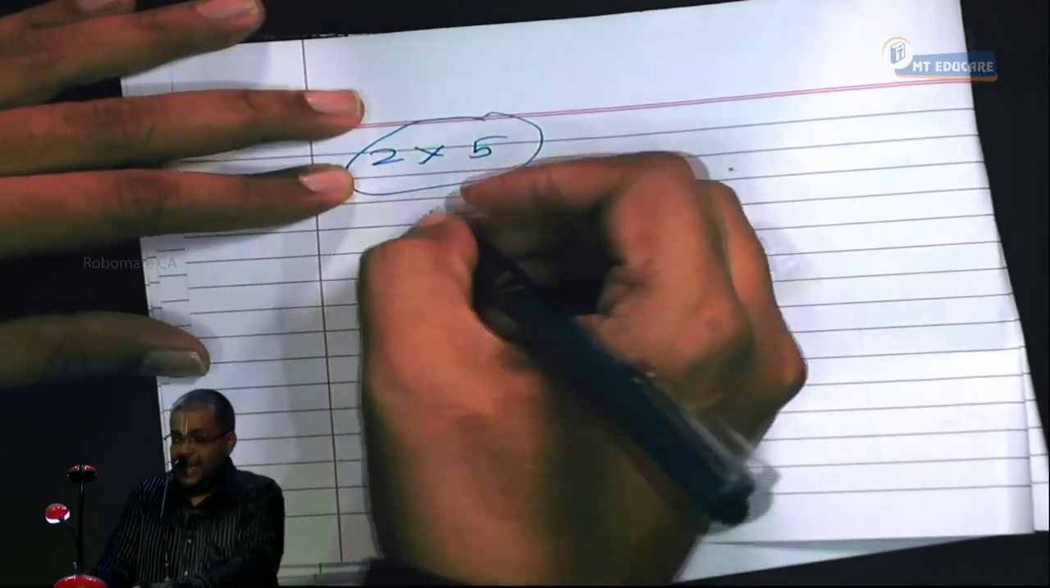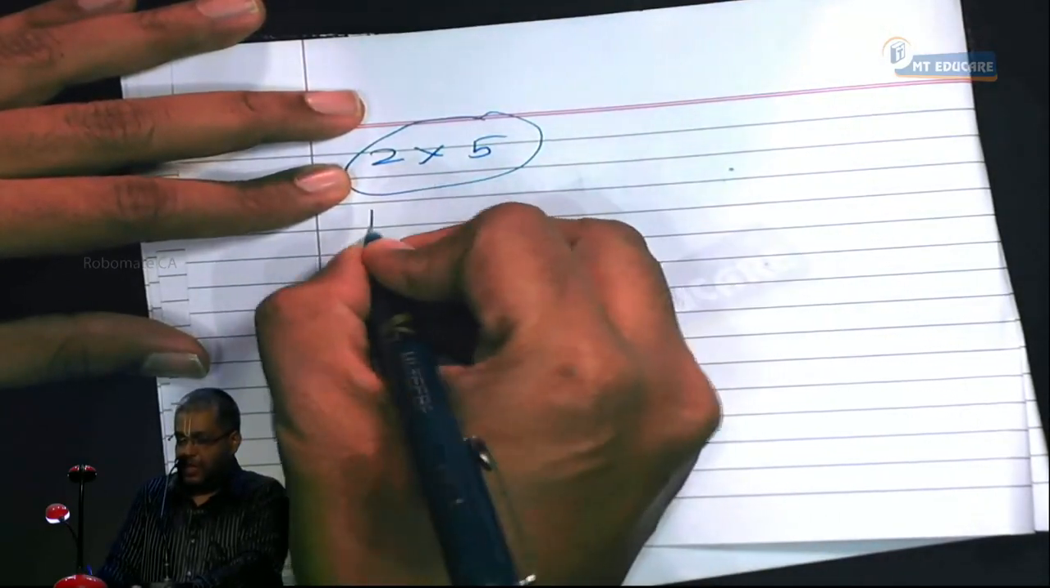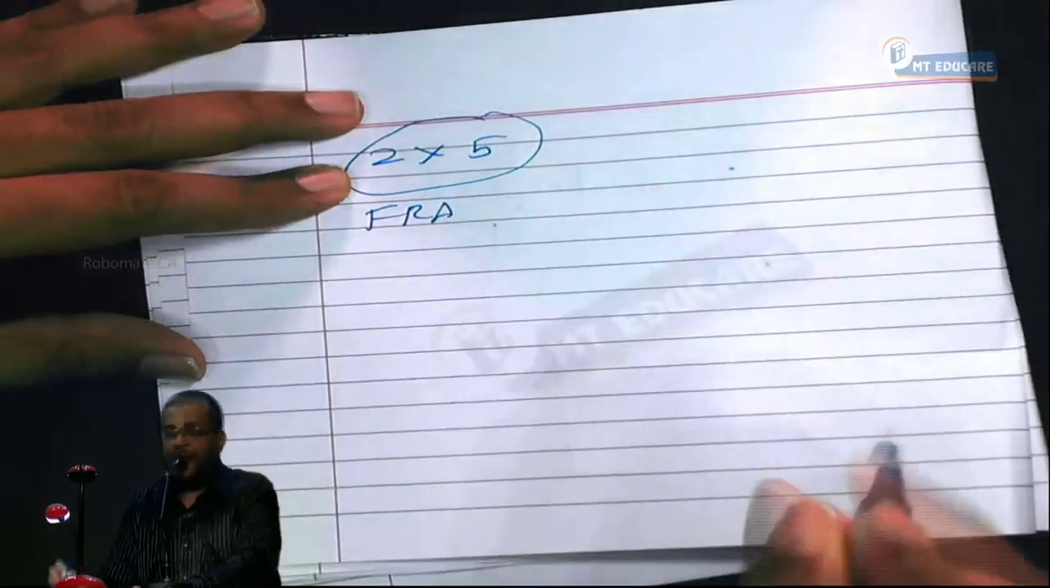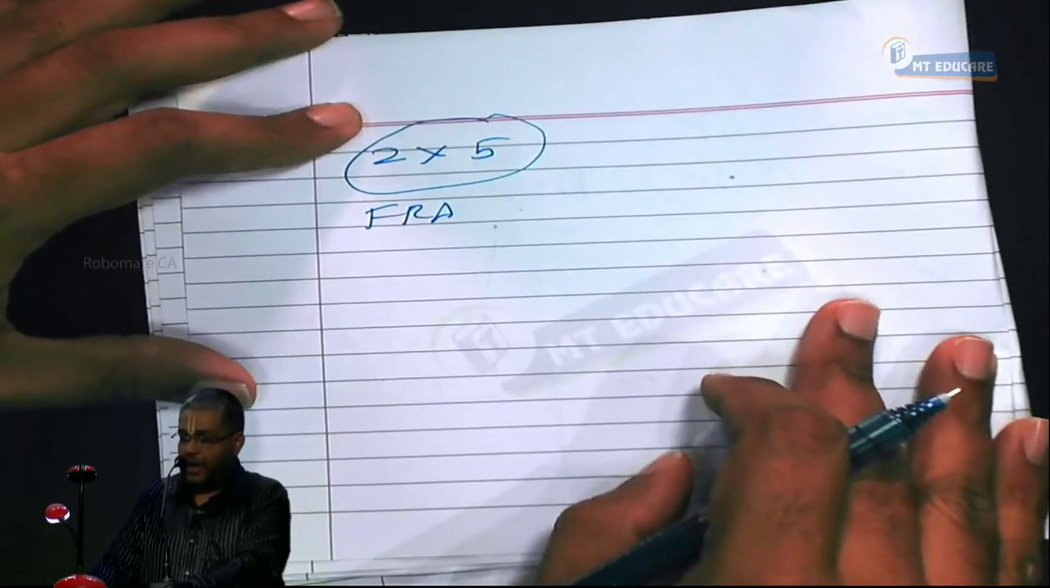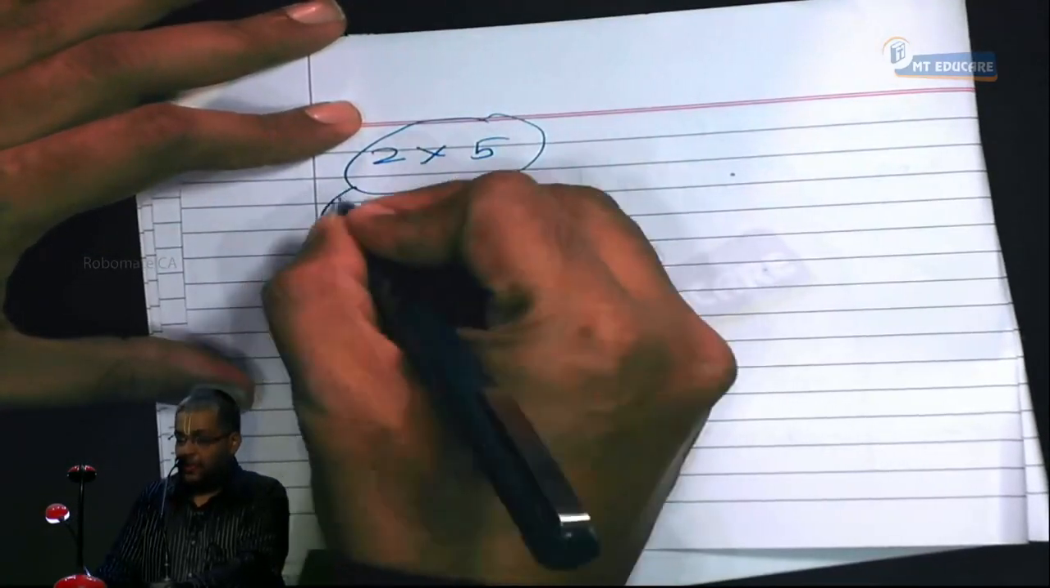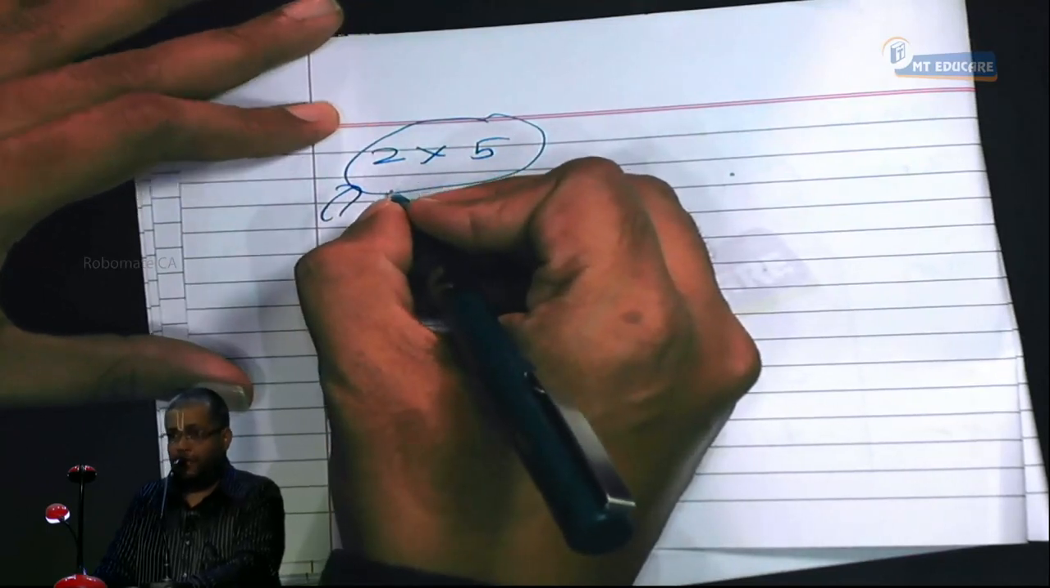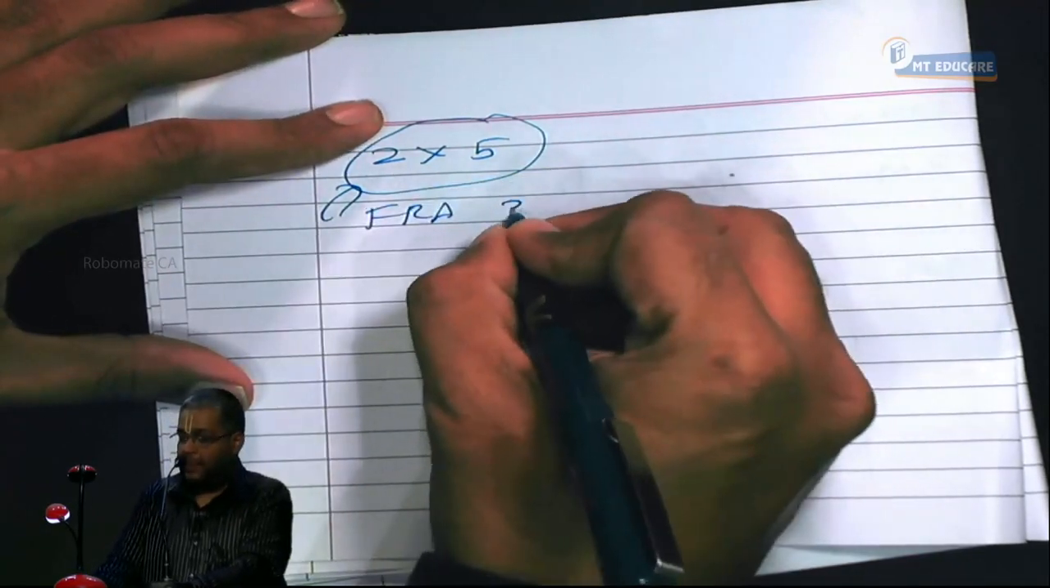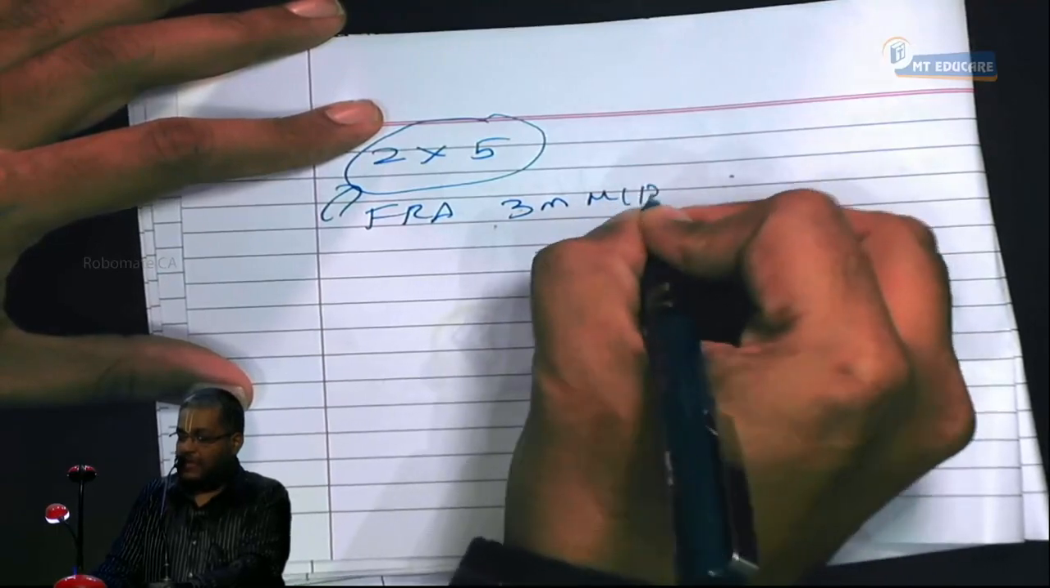So what I did is, I went to the bank and entered into what? An FRA. And FRA, say what is FRA? A 2 by 5 FRA. On what? On a 3 months MIBAR.